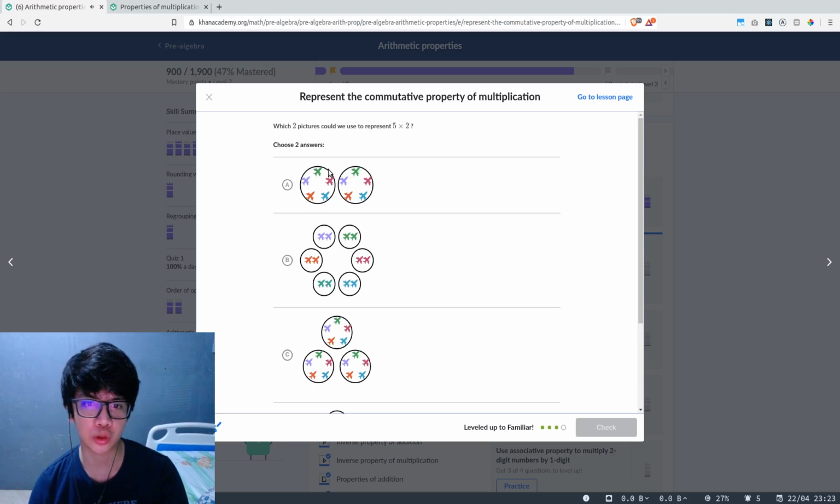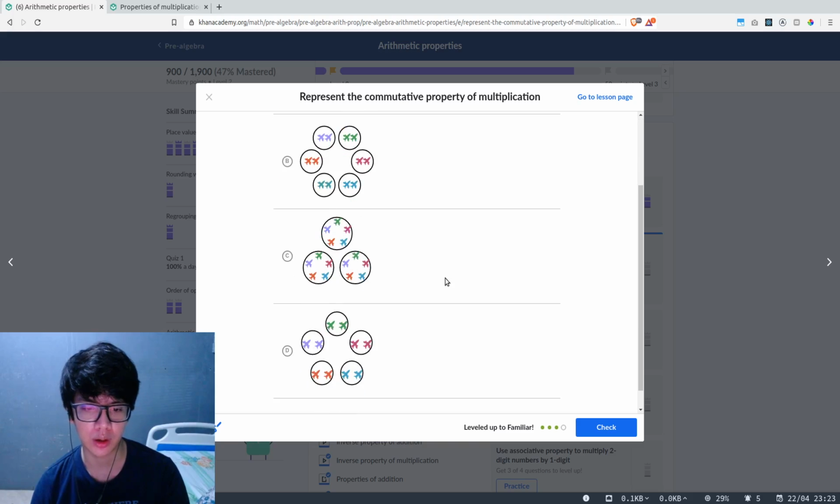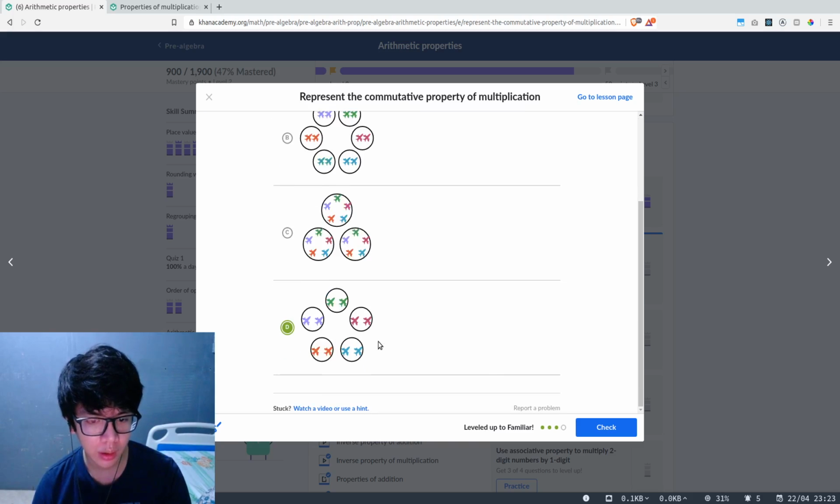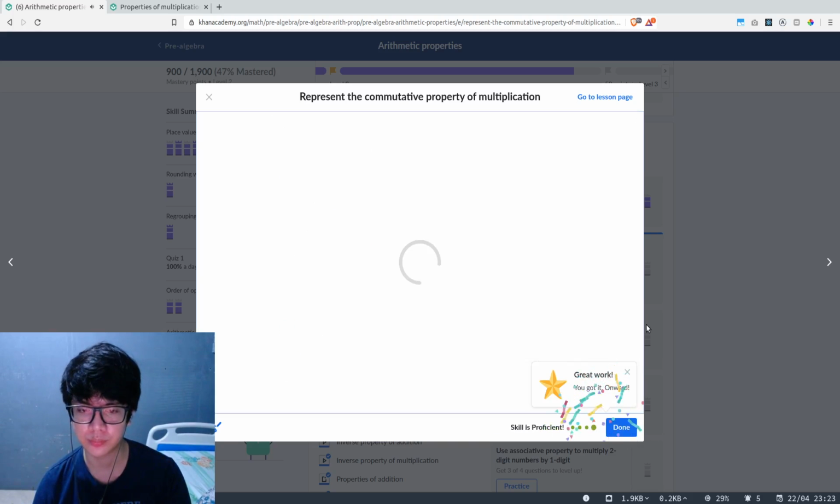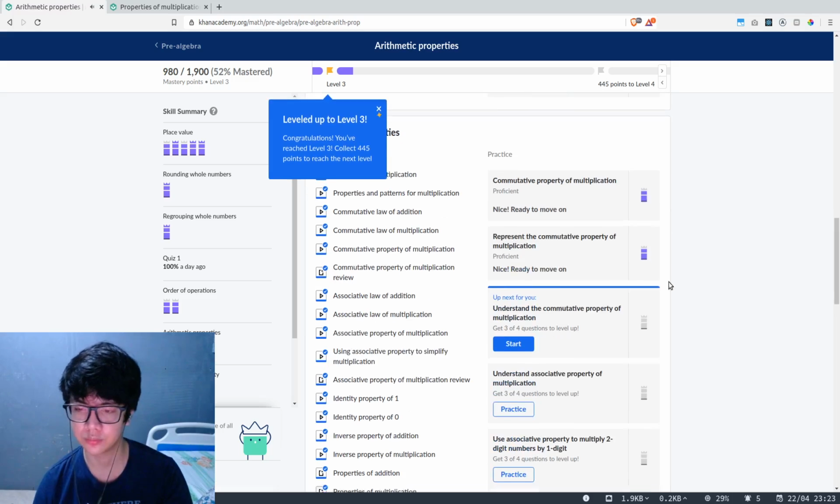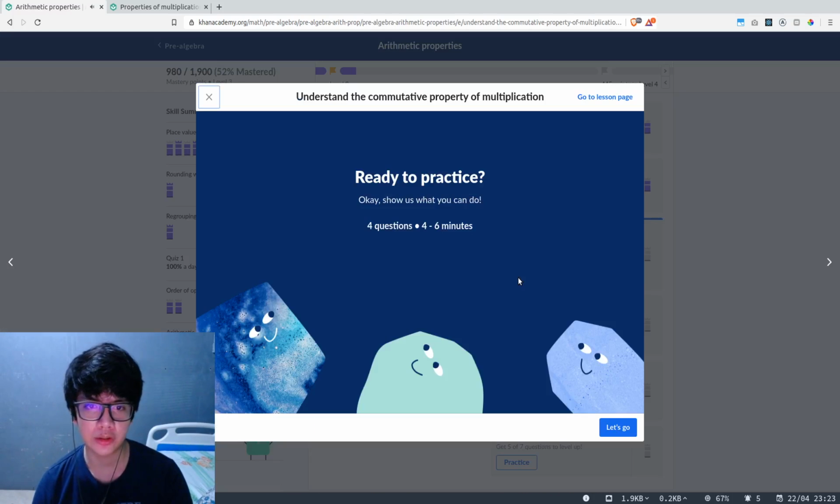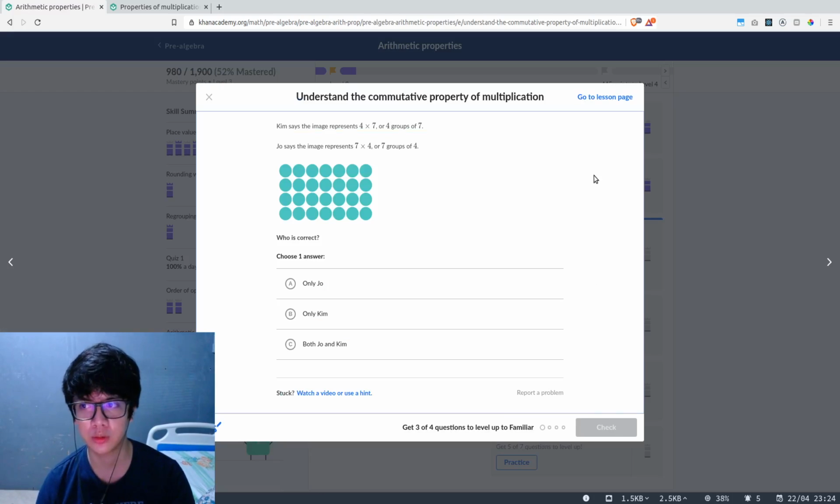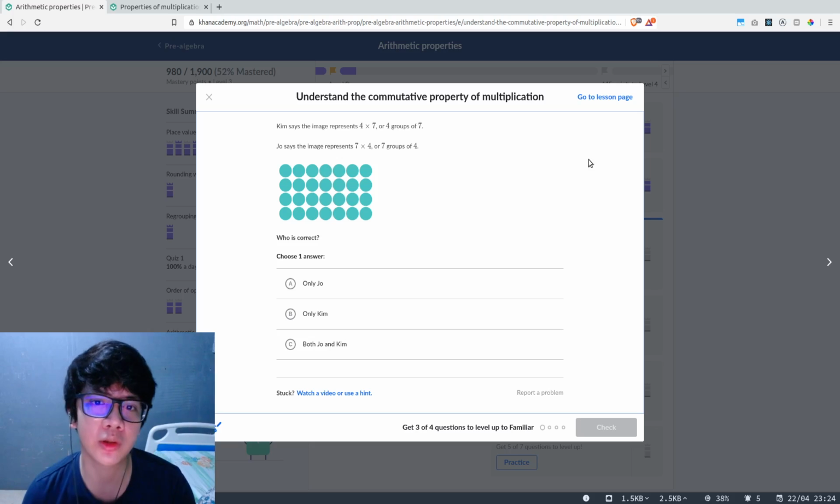Which 2 pictures can we use to represent 5 times 2? This is 5 times 2. This is 2 times 5. Cool. Understand the commutative property. Commutative is the order still, right?